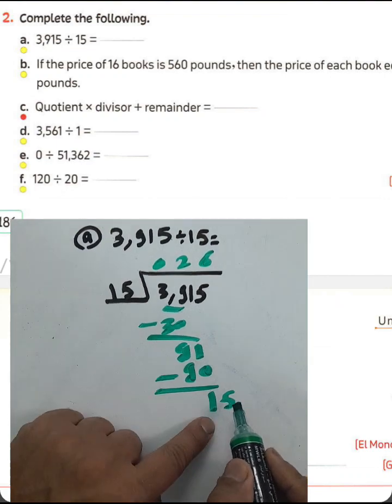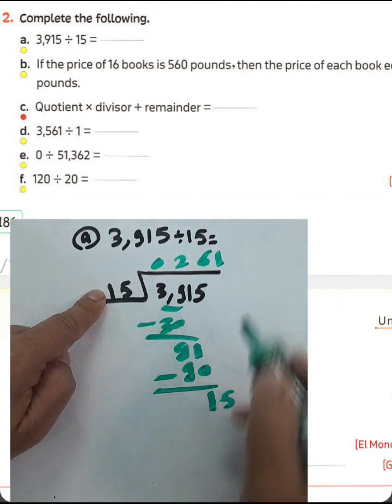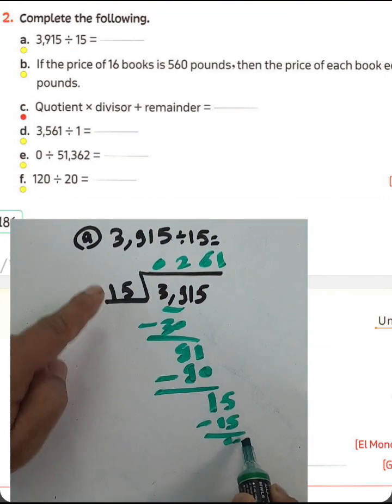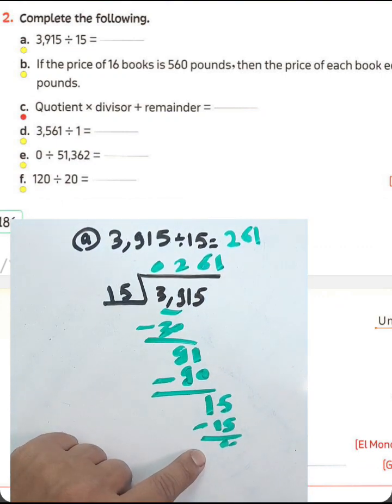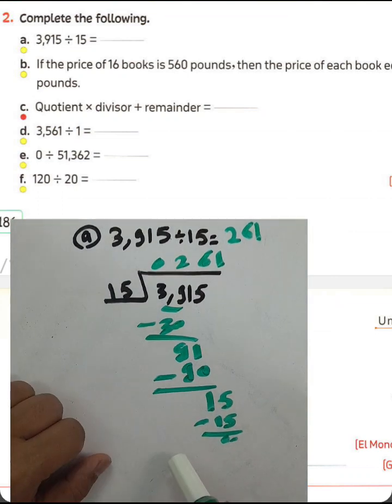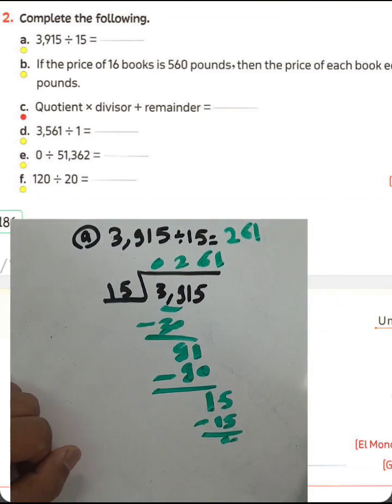It will be 15 divided by 15 equals 1. So the difference between them equals 0. Then the quotient here is 261. 261. Okay, understood?